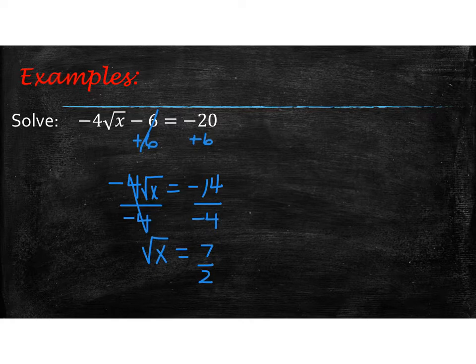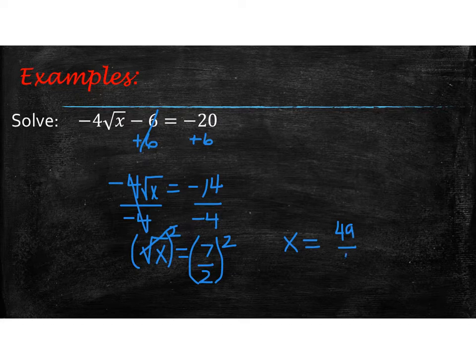At this point, to get rid of the square root, you want to use the inverse of square root, which is squaring, and so we're going to square both sides. That will get rid of your radical, so that will leave you with just x equals, and then go ahead and square the numerator and the denominator. So that would be 49/4.